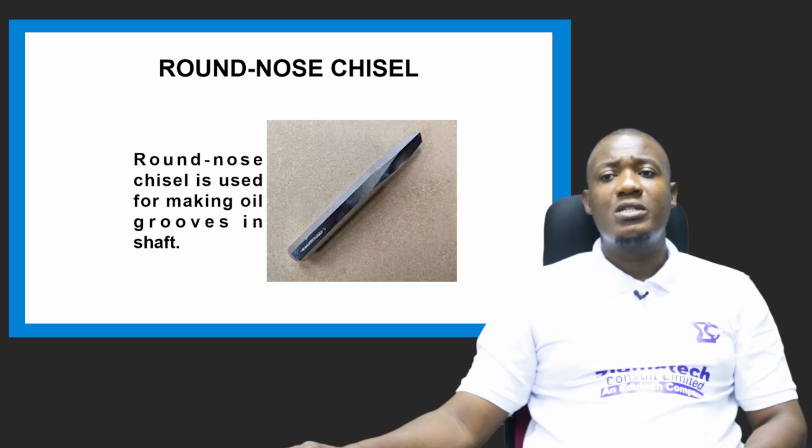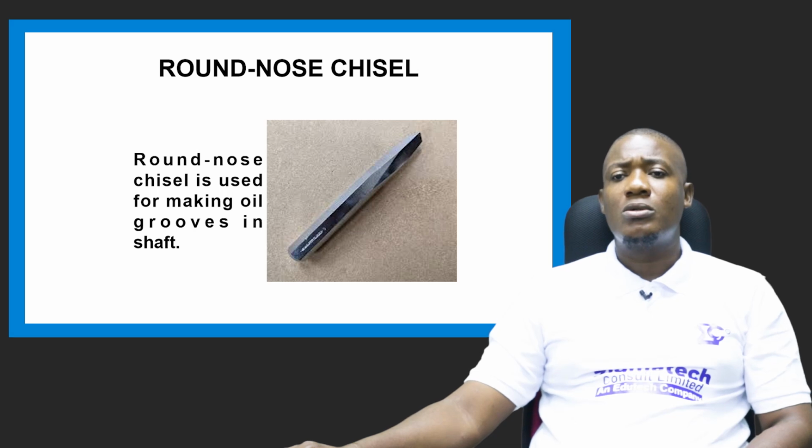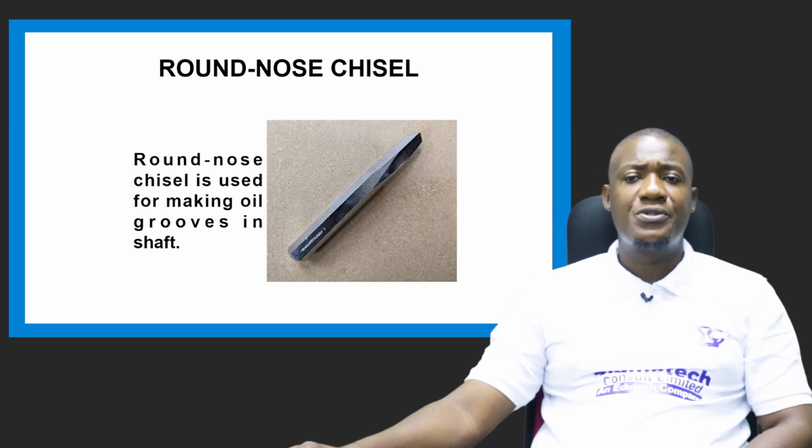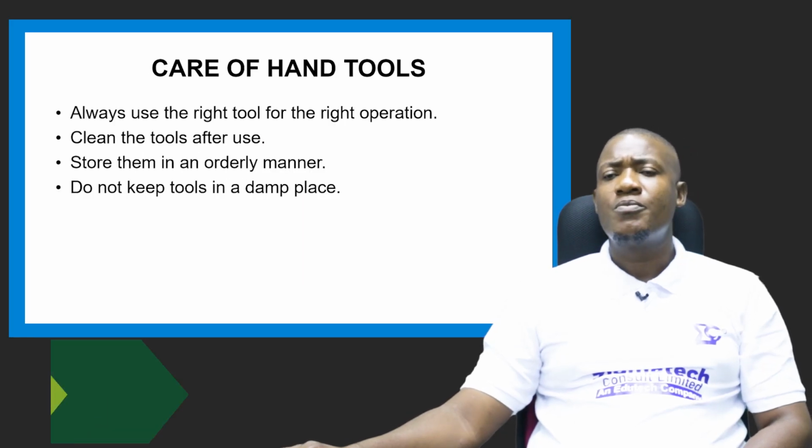We have the round nose chisel. It is used for making grooves, oil grooves in shafts. That's what the chisel is used for.